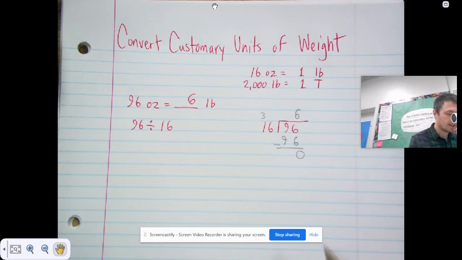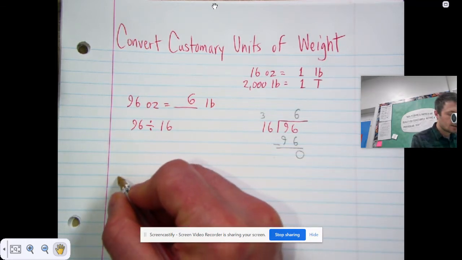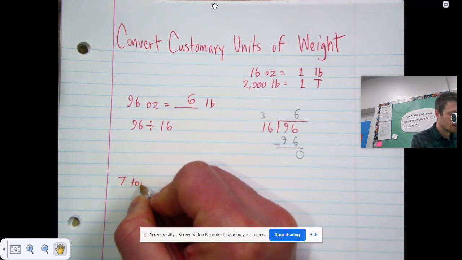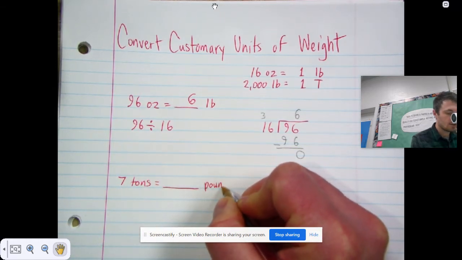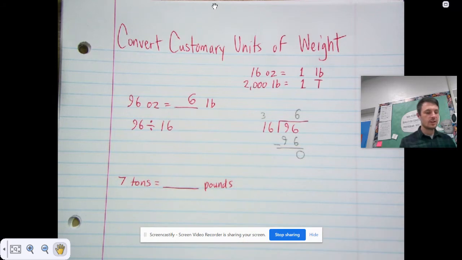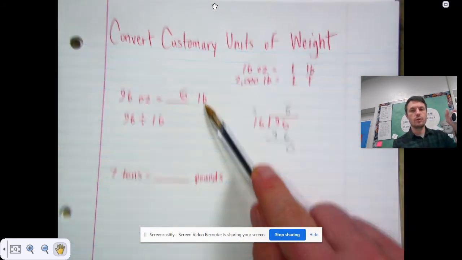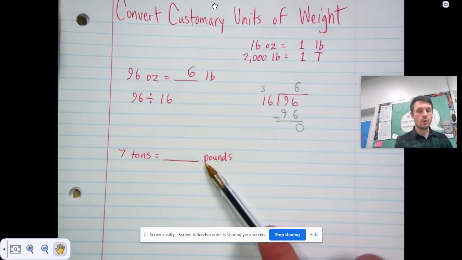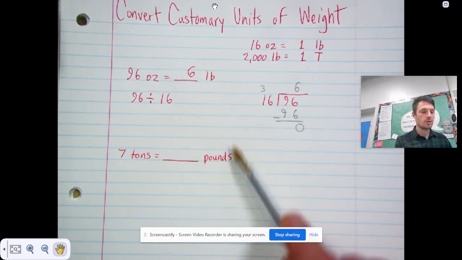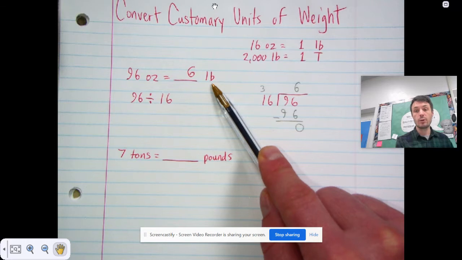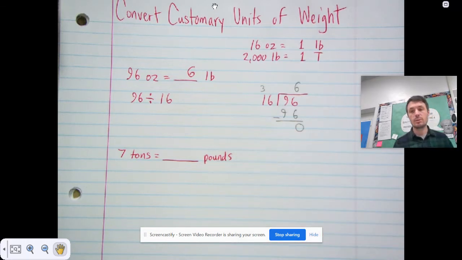Let's do another one. Let's say we have 7 tons, and we want to figure out how many pounds that is. Notice last time I did the abbreviation for pounds. This time I actually wrote the whole word pound. It means the same thing. This is pounds. This is the abbreviation for pounds. They both mean the same thing. Abbreviation just means a shorter way of writing the same thing.